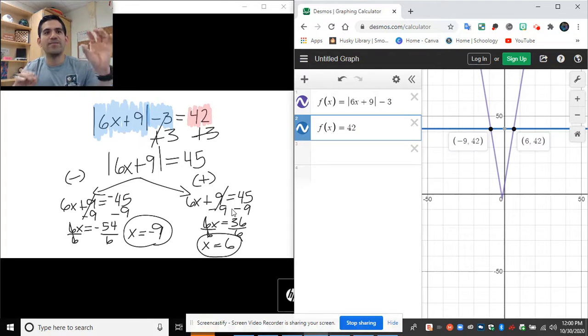Either way, whenever you get a solution, you have to check your work. You have to check that the answer actually intersects correctly on the graph. You can check your work on paper, but it's a lot faster if you check it on the graph. I'm going to do another video after this one about how you know when there's no solution, what that looks like, and why that happens. But for this one, we have two solutions, x equals 6 and x equals negative 9.